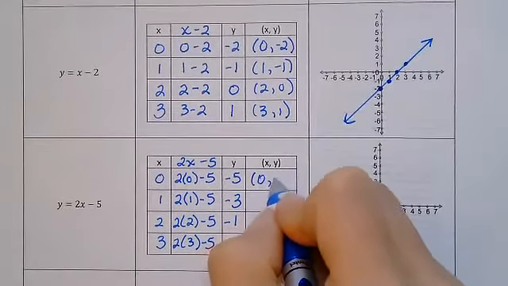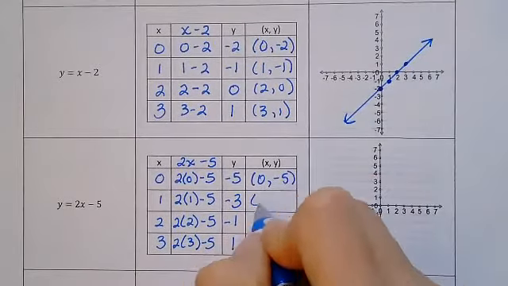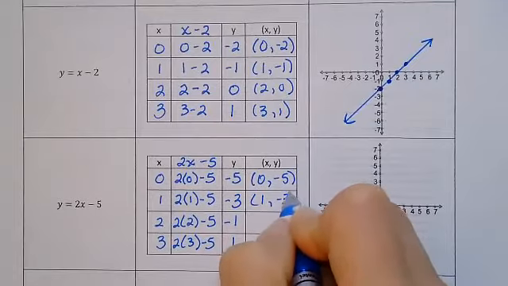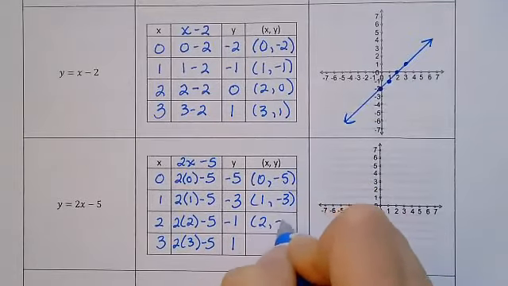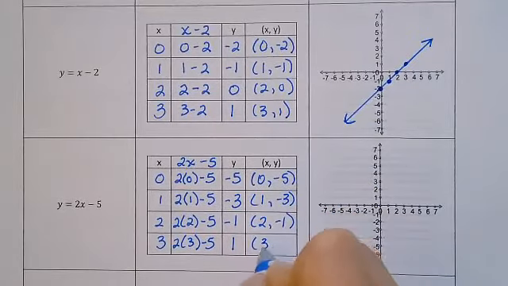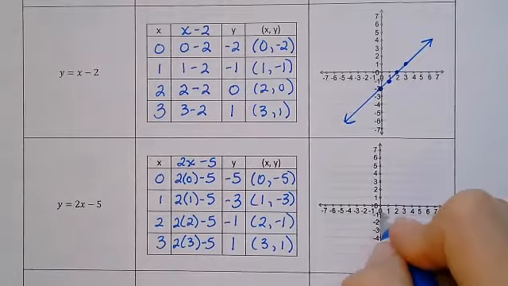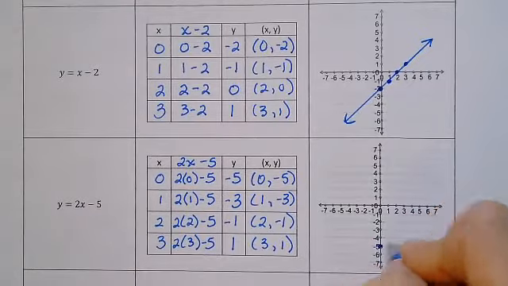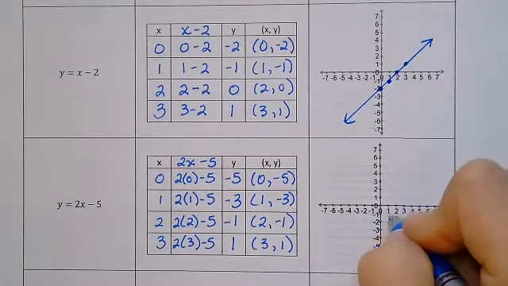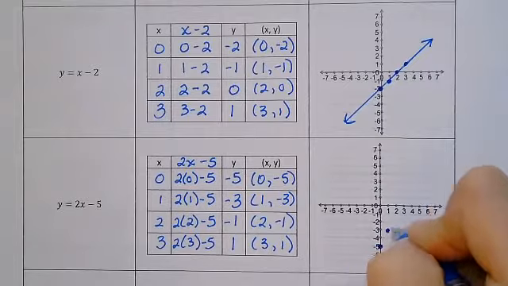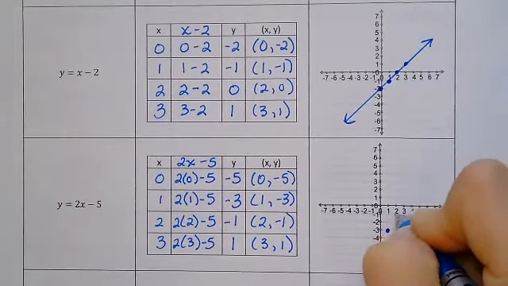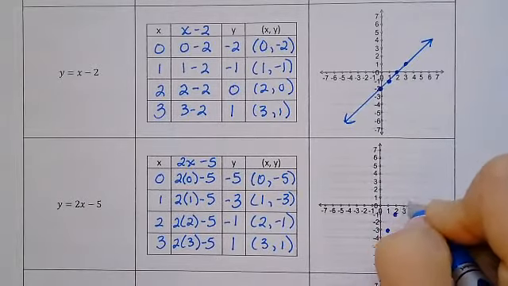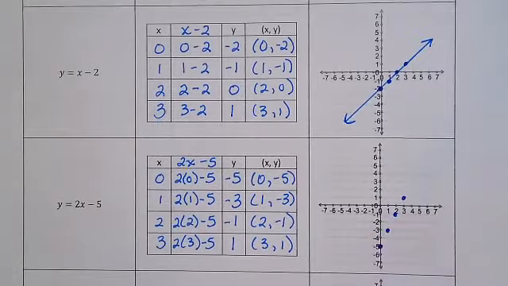Write your ordered pairs. And graph. 0, -5, 1, -3, 2, -1, and 3, 1.